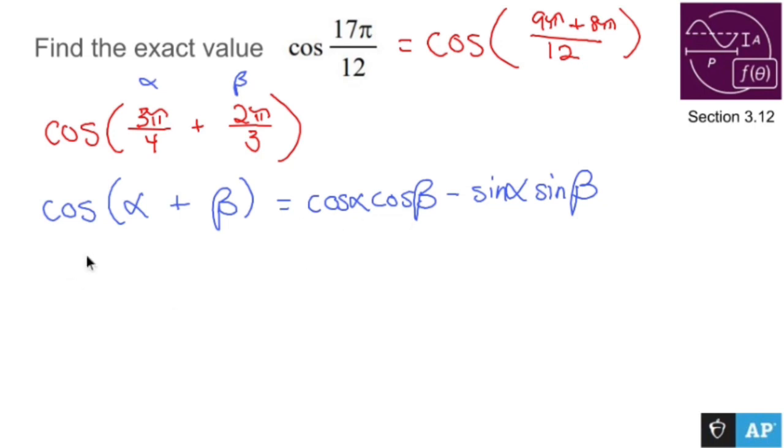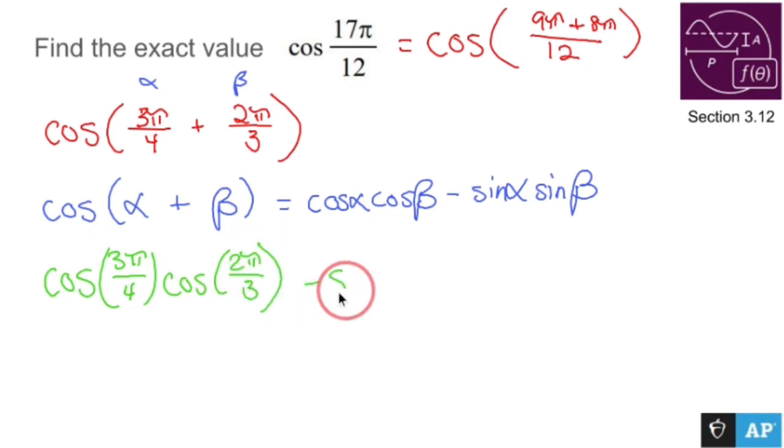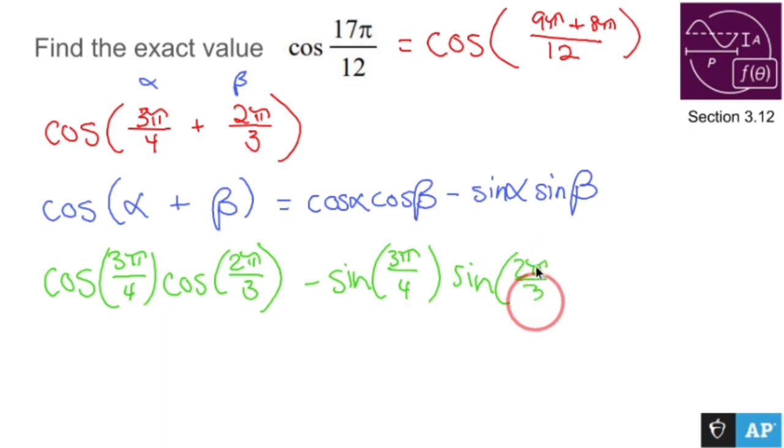So I can rewrite this as cosine 3 pi over 4 times cosine 2 pi over 3 minus sine 3 pi over 4 sine 2 pi over 3. Now, these are all unit circle values, so I have them memorized. So I'm going to go through them kind of quickly. If you need help with these, go back and watch some other videos. Cosine 3 pi over 4 is negative root 2 over 2.